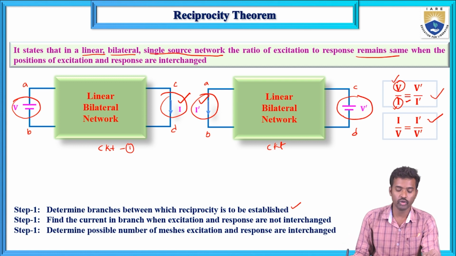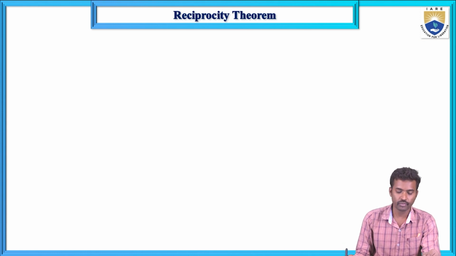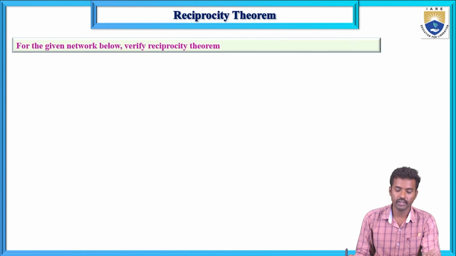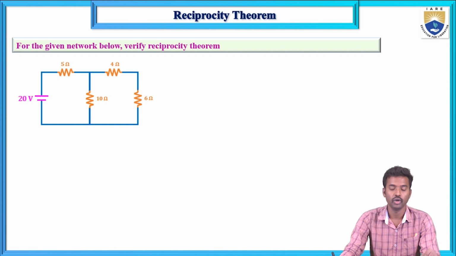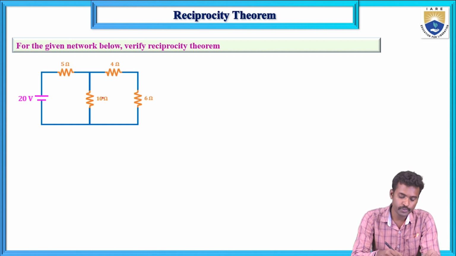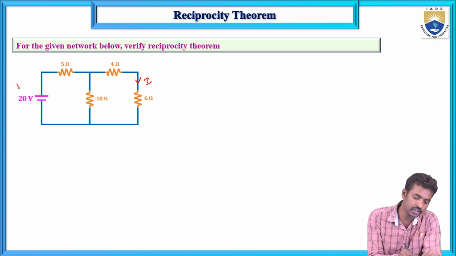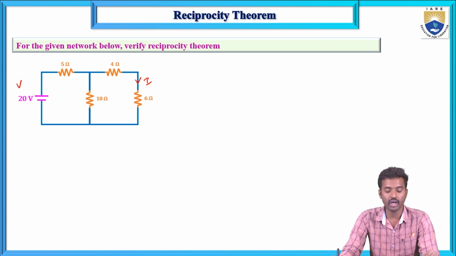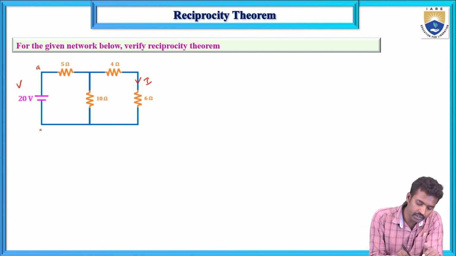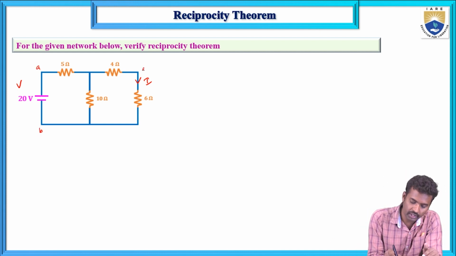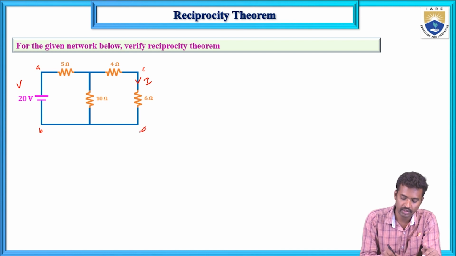Now let us take one problem first. For the given network below, verify the reciprocity theorem. Here is the circuit: 20 ohms, 5 ohms, 10 ohms, 4 ohms and 6 ohms. So verify the reciprocity theorem. This is the current I. This is the excitation, the voltage, so I by V or V by I equals. Now this is the A terminal, and this is the B terminal, and this is C and this is D.